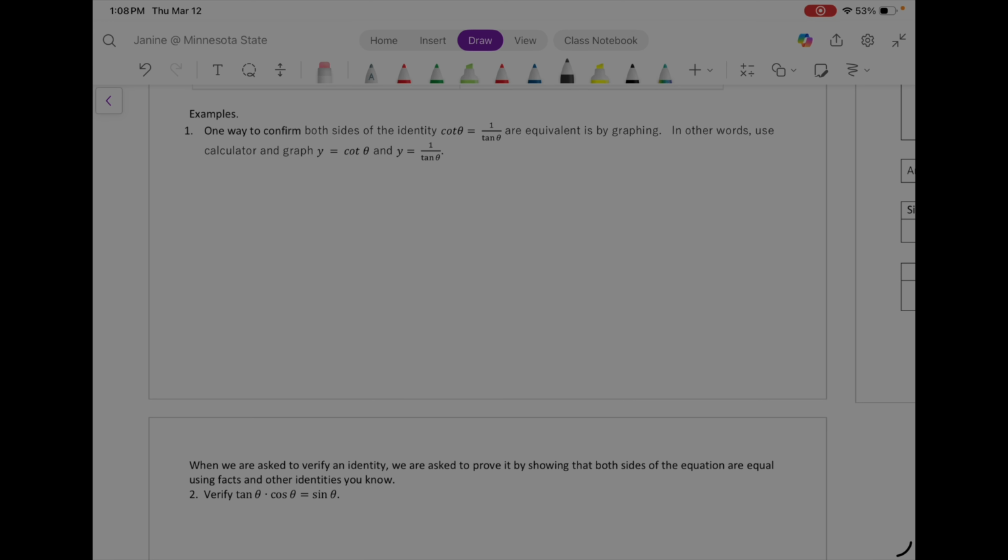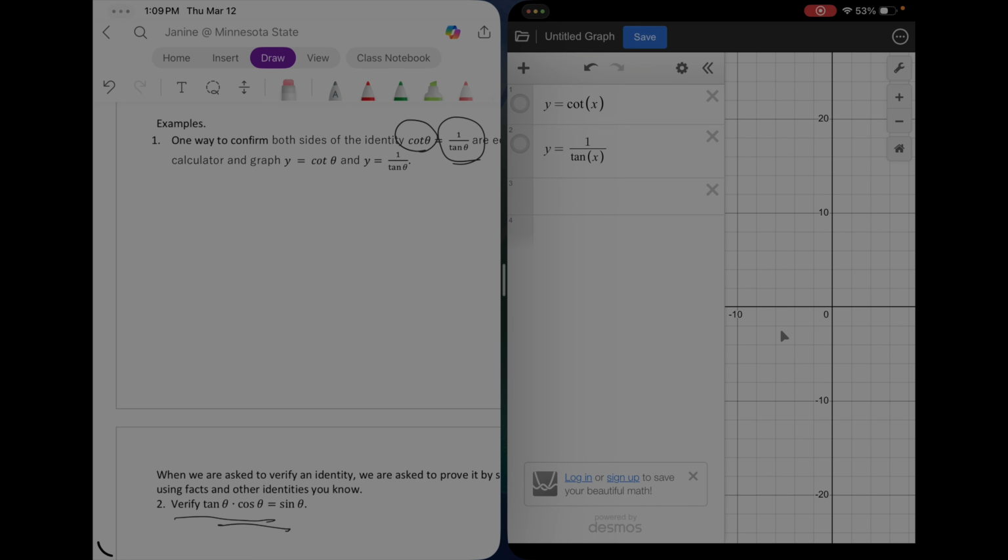Ultimately, we're going to end up having to prove or verify trig identities. Before we jump into that, how do we truly know that two things are equal to each other? Well, I am going to show you. I'm going to open up another window here for a second. We're going to look at Desmos here.